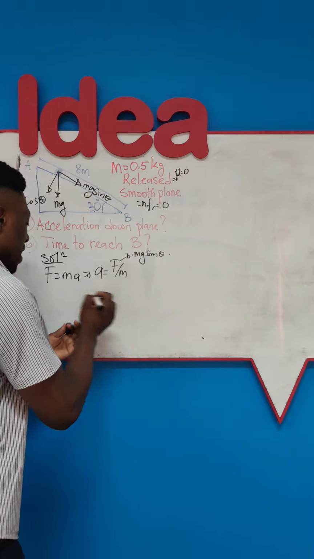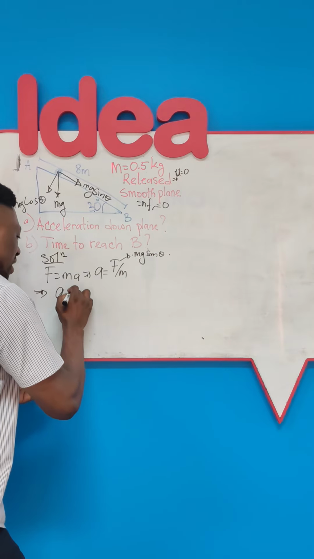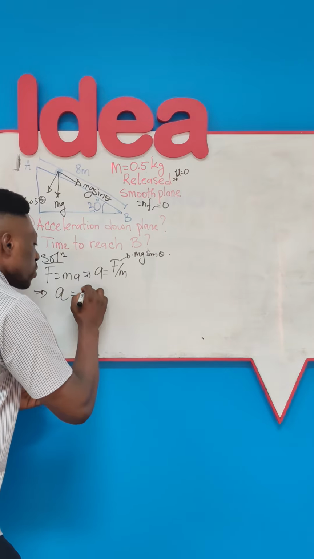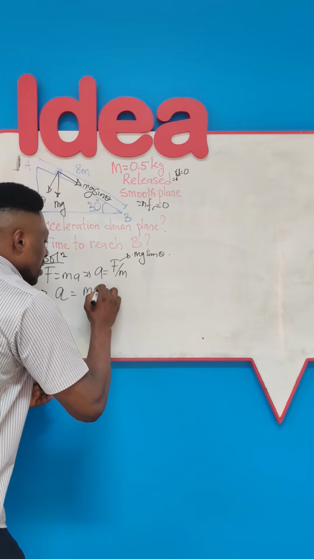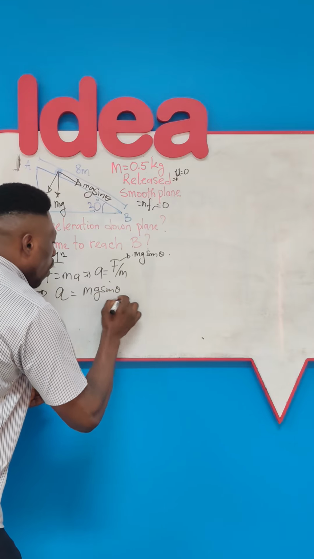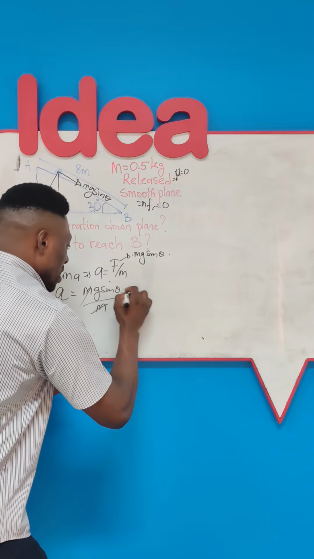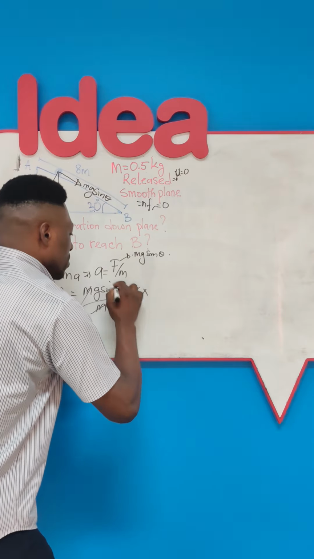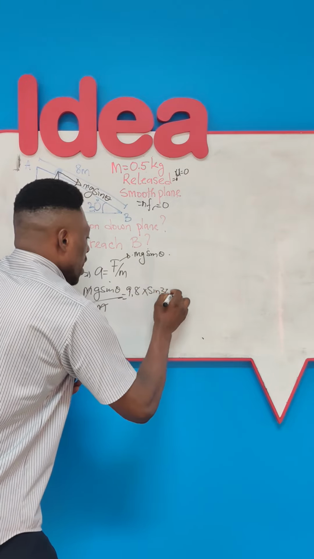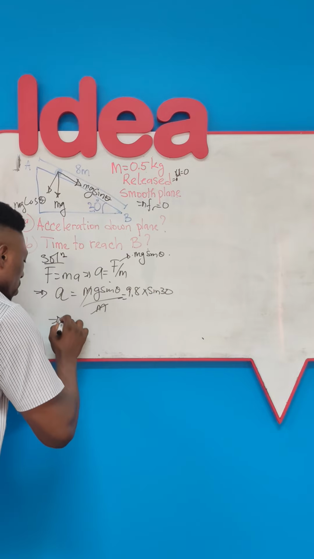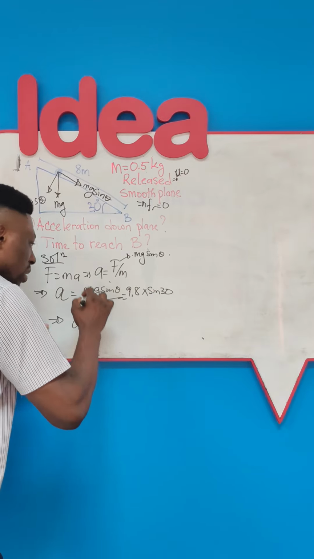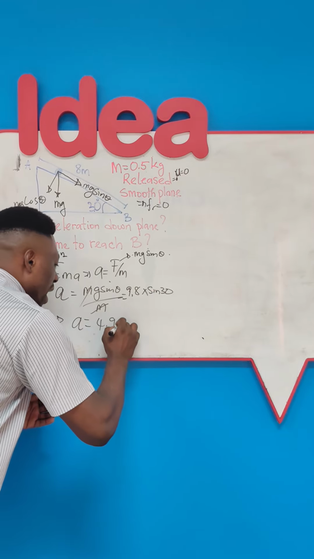So if we correctly apply this, this will mean that a, the acceleration down the plane, will be equal to mg sine theta all over m. The two m's will go off, and we know g is 9.8 times sine of 30. If you correctly punch this on your calculators, you have that the acceleration down that plane will be 4.9 meters per second squared.